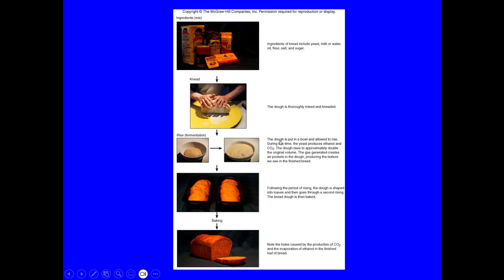Now, when you're done and you're ready to bake it, you're going to get dough. You're first going to insert it into the proper loaf-shaped pans. And what happens is you're going to start a secondary rising, but then as the temperature rises, you are going to eventually have a situation where the CO2 and the ethanol escape during the baking process.